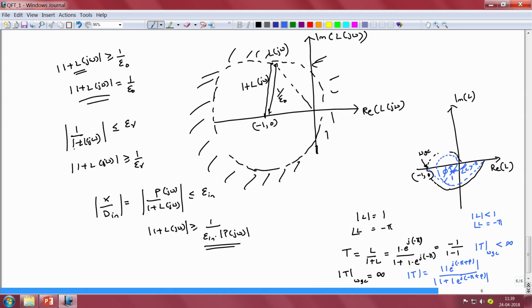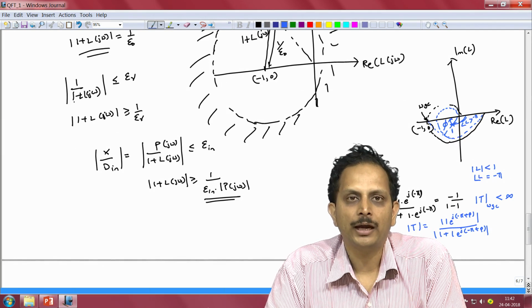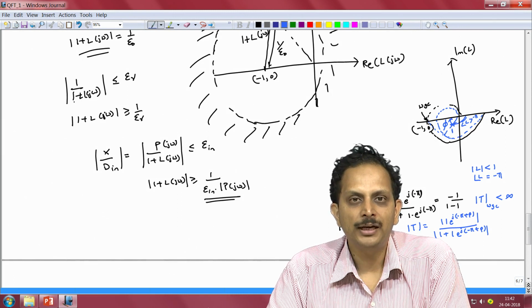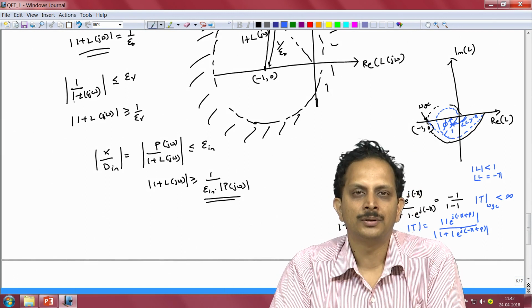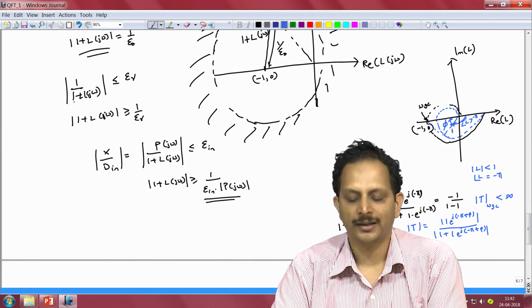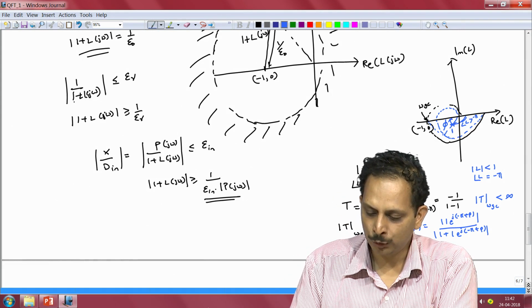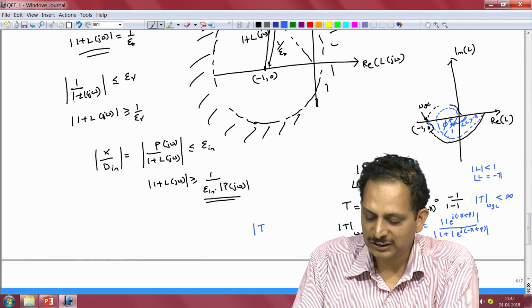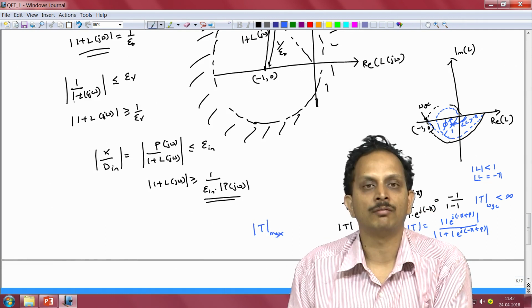Now, we can show that when the phase margin phi increases, the magnitude of the transmission function drops. So, when phi is equal to 0, we saw that the magnitude of the transmission function becomes equal to infinity, and when the phase margin phi increases, the magnitude of the transmission function progressively drops. Hence, one alternate way of specifying the stability of the closed loop system, different from the notions of the phase margin and the gain margin, is the maximum magnitude of the transmission function that we are willing to allow.